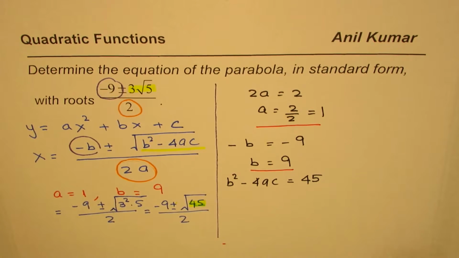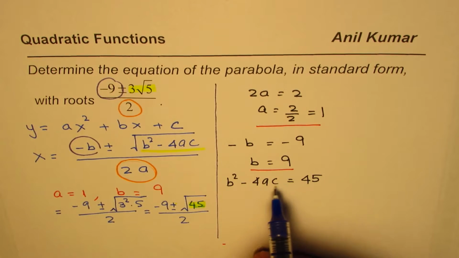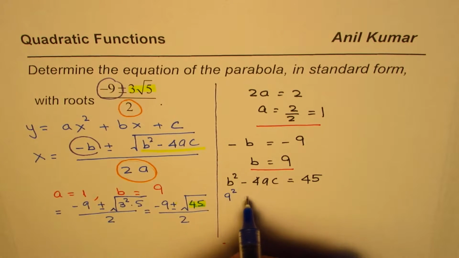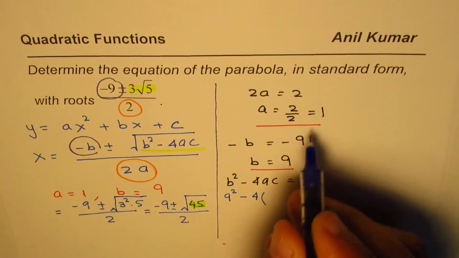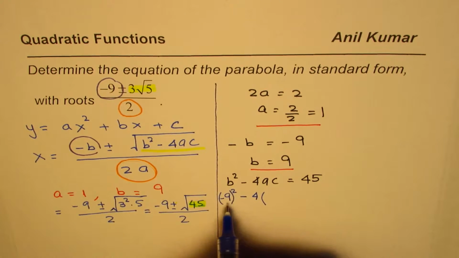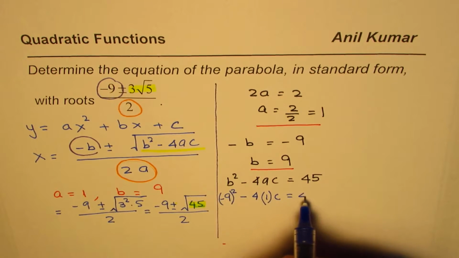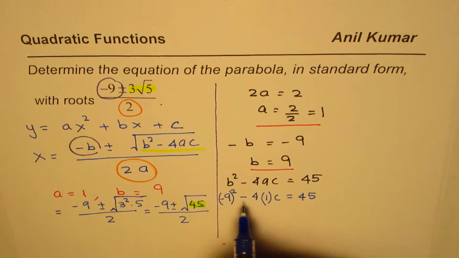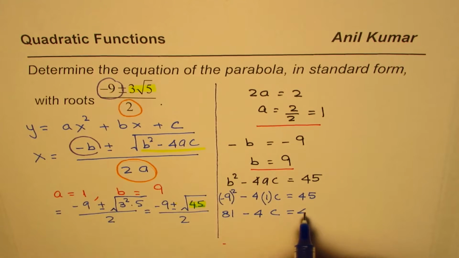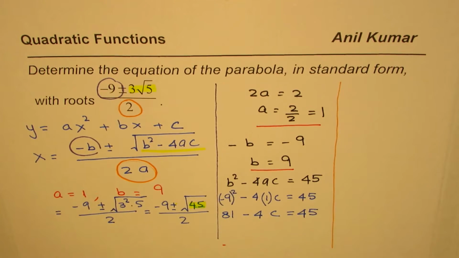Now what we know is b is 9, a is 1. So let's substitute. Since b is 9, we have 9² - 4 × 1 × c. That should be equal to 45. So we need to solve an equation which is 81 - 4c = 45 to get the result, right? So let's solve this equation and find what the value of c is.